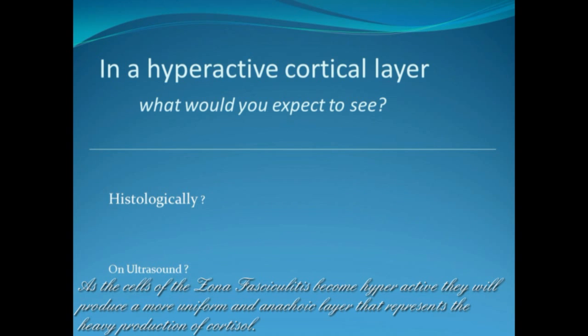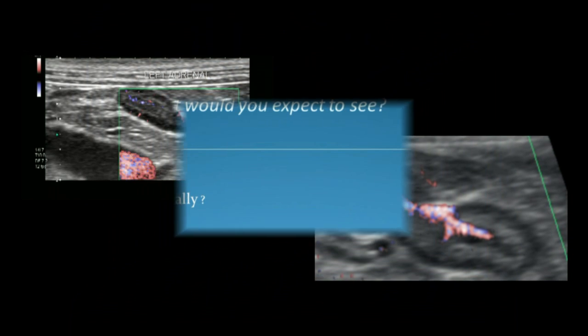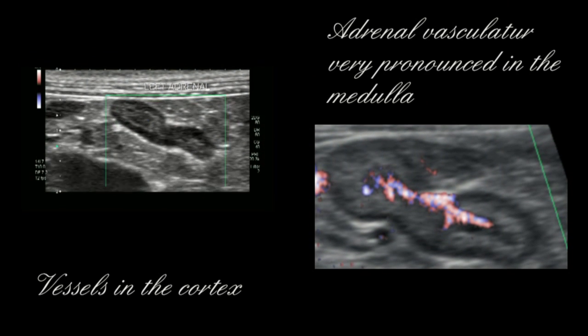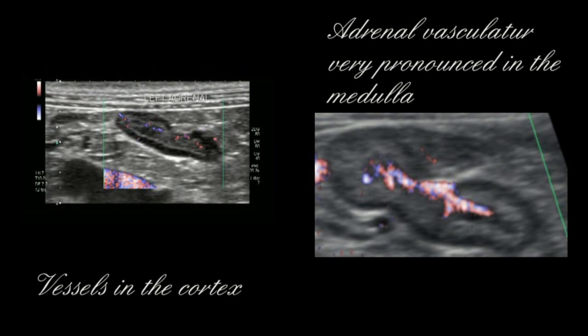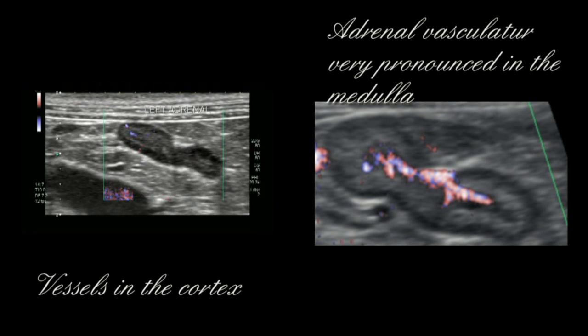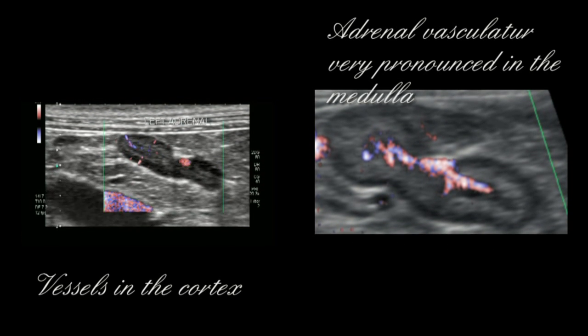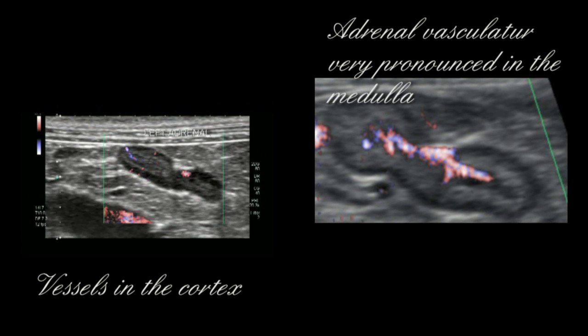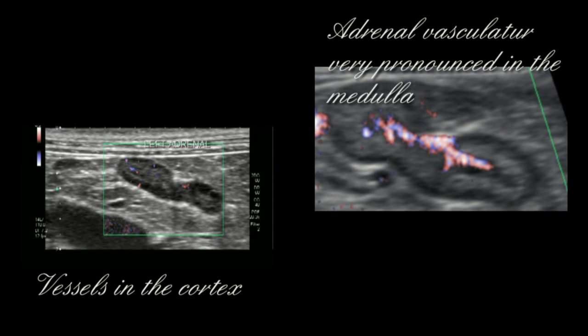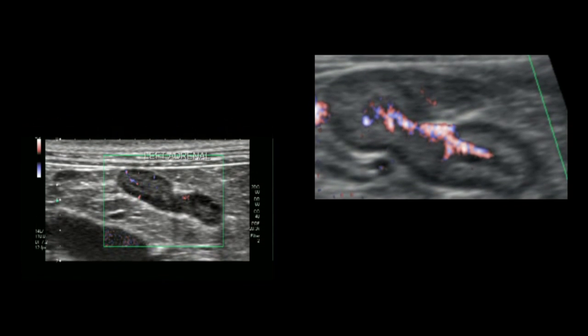On ultrasound, what we see is when that becomes hyperactive, they'll produce a more uniform and anechoic layer that represents heavy production of cortisol. Let's take a look at that. So here we can see very nicely the layering on the adrenal glands, and we can see actually increased vascularity on the image to the left of the cortical layers with blood supply.